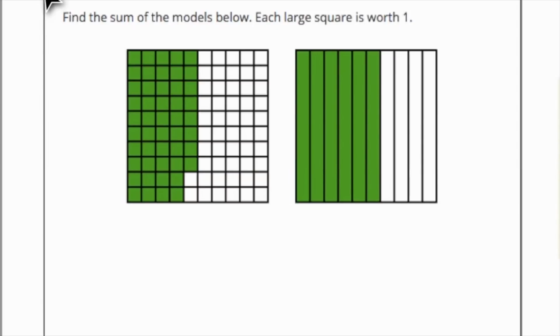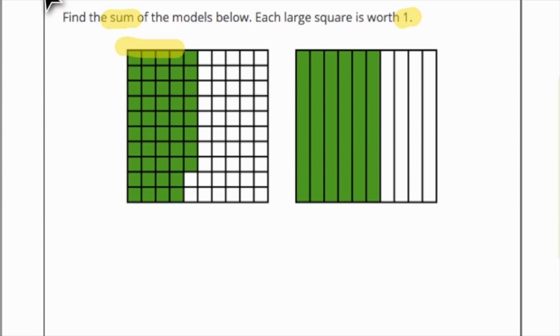In this video, we're going to investigate how to find the sum of these models, and these models are actually decimals. So first off, it says find the sum of the models below. Each large square is worth 1. That's very important. First off, sum means add, but then it also says each large square is worth 1.